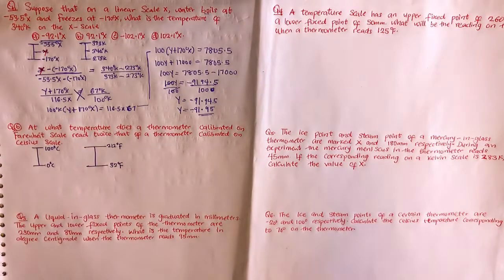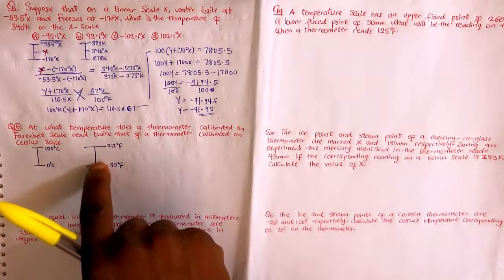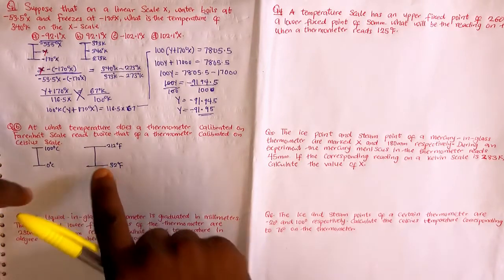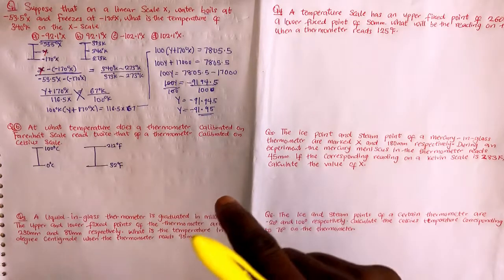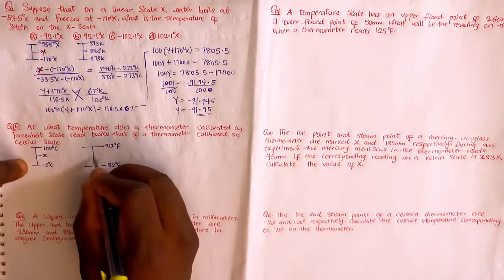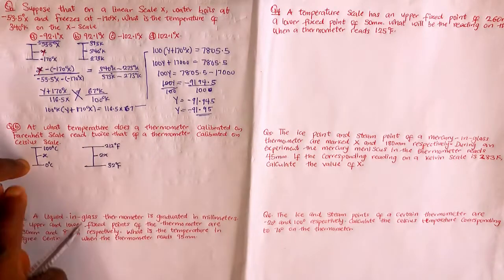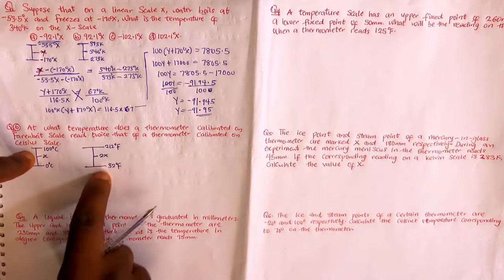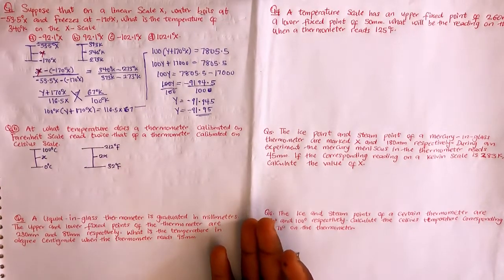Then the fundamental interval, that's what we want to compare. At what temperature does the thermometer calibrated on Fahrenheit read twice that of the one calibrated on Celsius? That means if Celsius is x, then this one is 2x. If this is x, that means this one will be 2x. That's what the question is talking about. Now you can just go ahead and compare it.